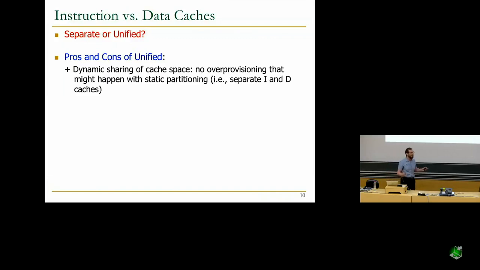Now, unified may be good because this enables dynamic sharing of cache space. Meaning, if you have separate instruction and data caches, let's assume that you have a 64 kilobyte instruction and 64 kilobyte data cache. And let's assume that the program is such that it doesn't work on a lot of instructions. The instruction working set size, the amount of instruction footprint that you touch in the entire program, is 1 kilobyte. So you have 1 kilobyte of instructions, and you have a 64 kilobyte instruction cache that you've designed. This is an over-design, right?